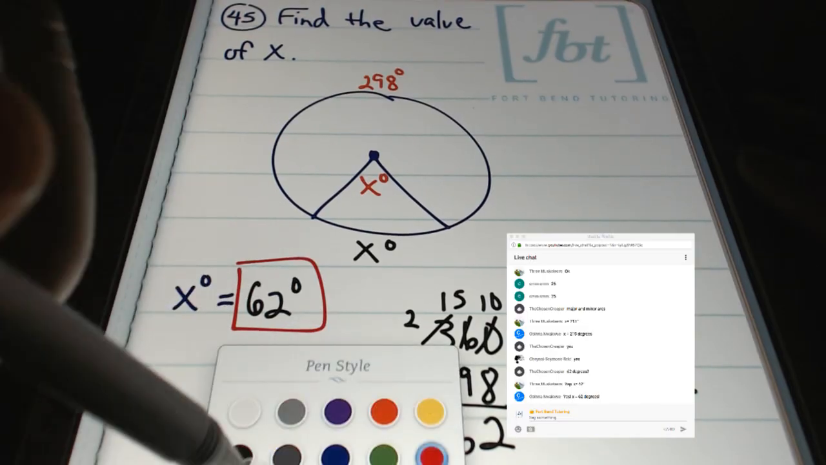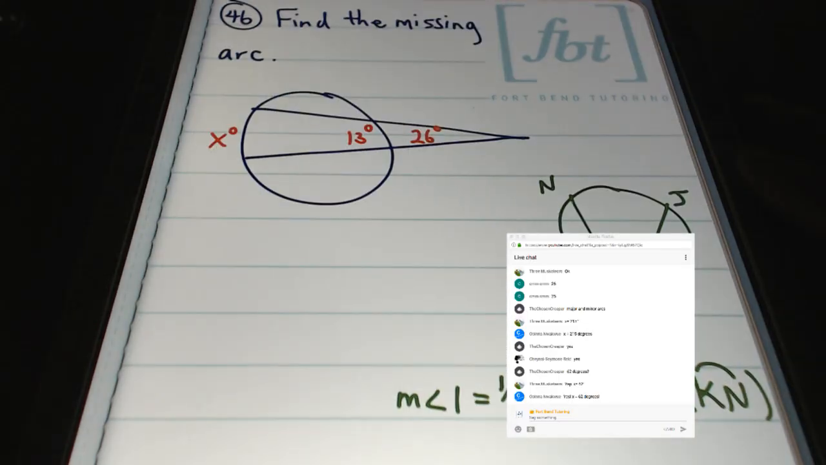We are moving along as we are reviewing. This is part 2 of the geometry final exam review. Good stuff, Sim, being positive. We want to find the missing arc, guys.